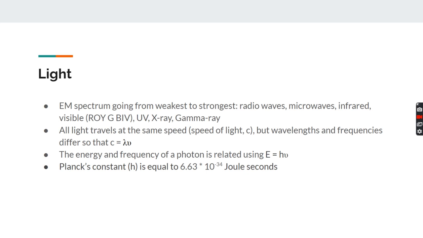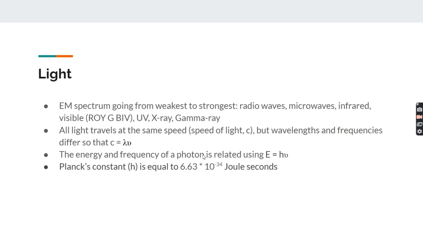And since all light travels at the same speed, the speed of light, wavelengths and frequencies that make up the speed of light differ. So strong light will have a really high frequency, but a small wavelength. Weak light will have a high wavelength, small frequency.